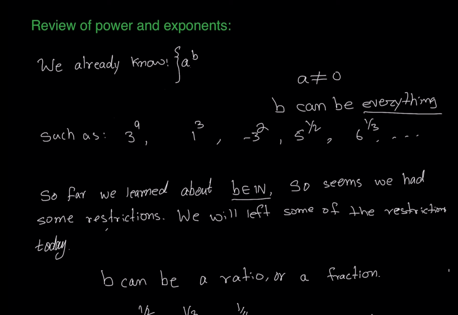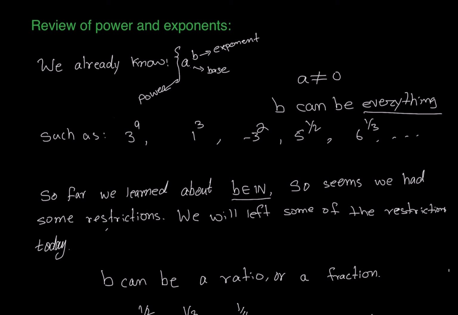All right, so we already know that a to the power b is an expression saying that a is multiplied by itself b many times. The b is the exponent, a is the base of the exponent, and this whole expression is called the power expression. Here a is not equal to 0. If a is 0, there is no reason to write a to the power b, because 0 multiplied by itself or any number will be 0.